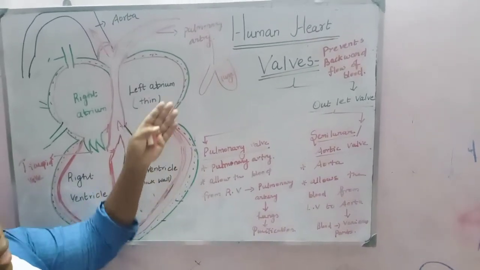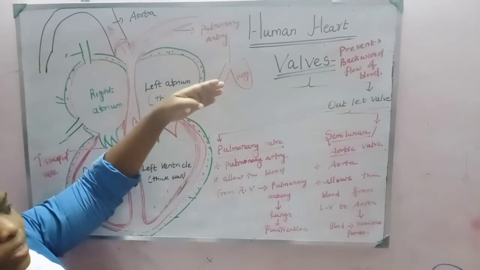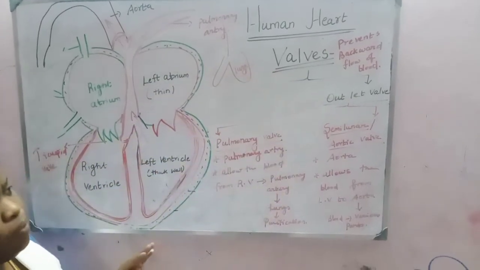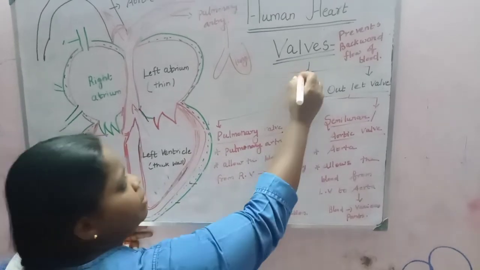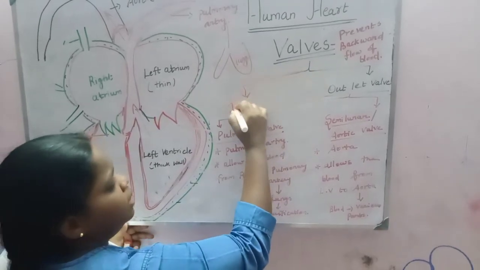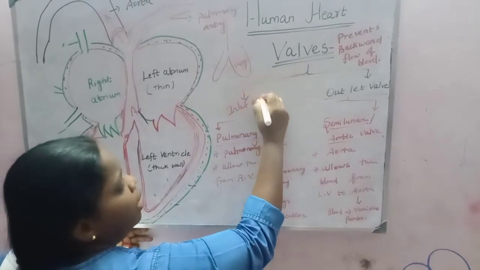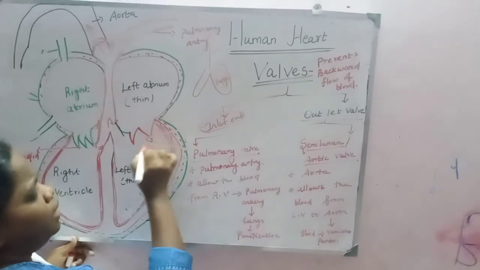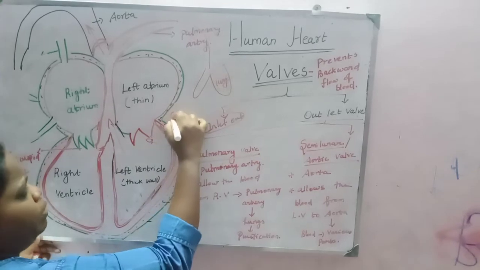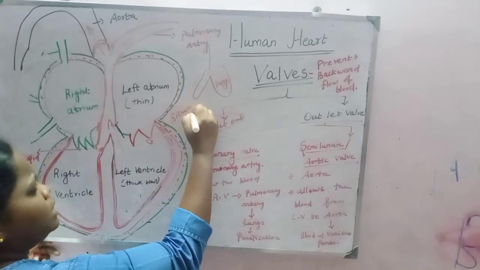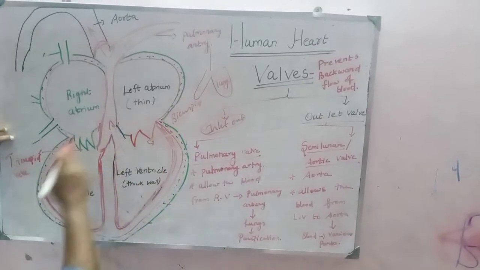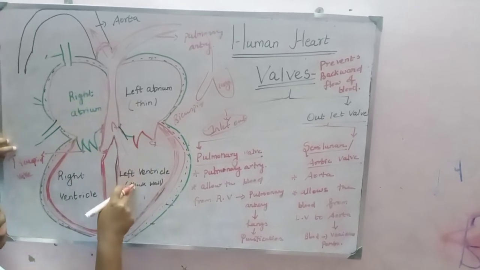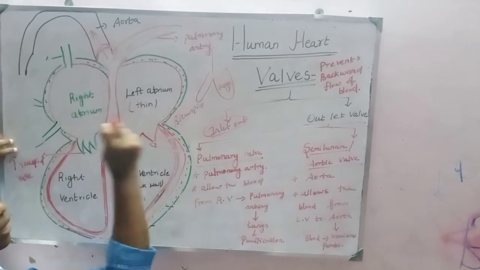So what is the role of the human heart valves? They prevent the backward flow of blood, right? Two kinds of valves we learned: inlet valves and outlet valves. The inlet valves, which we learned already, are the bicuspid and tricuspid valves. These two valves allow the blood into the heart, so they are called inlet valves.